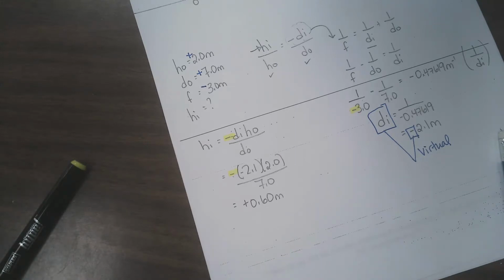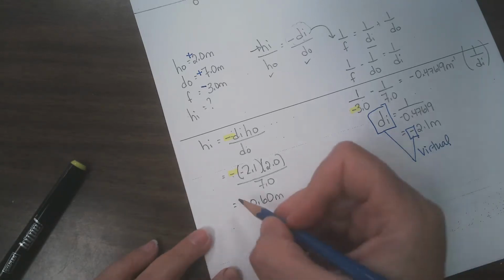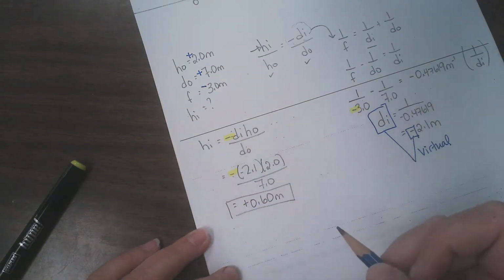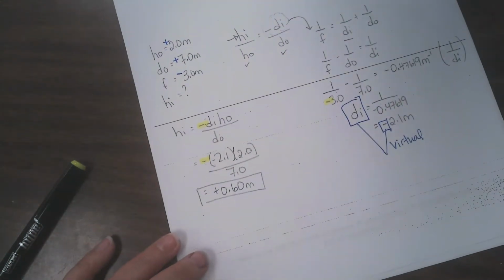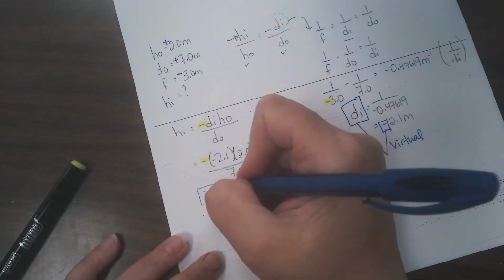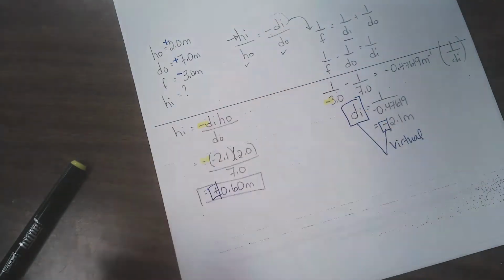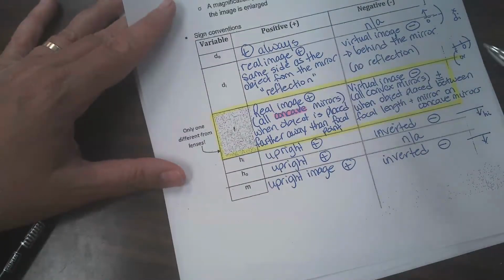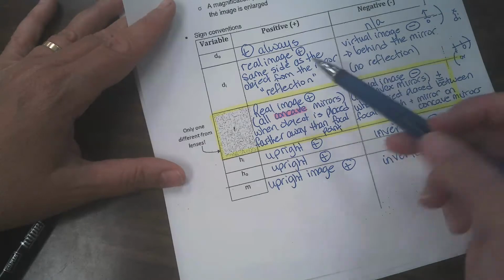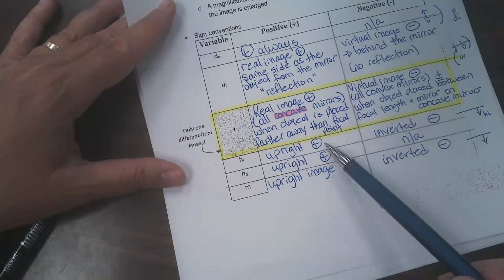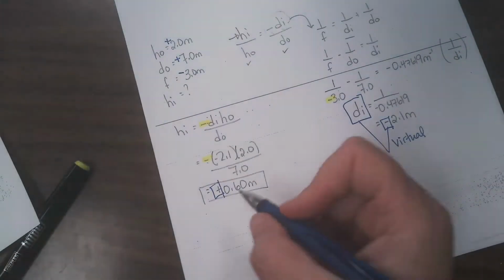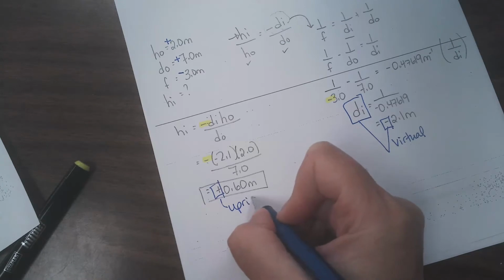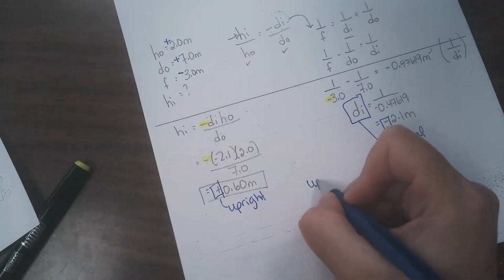Now, the height of the image, this is the answer, 0.60 meters. And then it asks us, what are the characteristics of the image produced? From the information provided, we have a positive value here. And when we go back to our notes, a positive HI means that it's upright. It doesn't matter if it's concave or convex. A positive value for our HI means that it's upright. So this is upright.